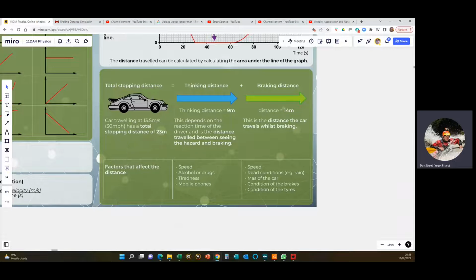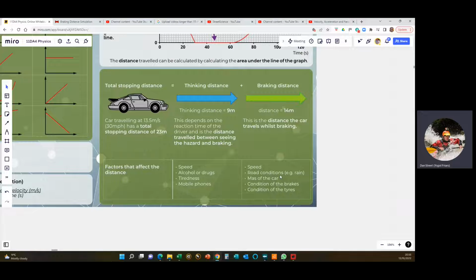So you need to state what factors affect the thinking distance and the braking distance. Okay, so the thinking distance is heavily influenced by the speed you're going at. We've already mentioned that, but also alcohol and drugs, tiredness, mobile phones. Okay, so if you're tired, your reactions are not as good as they should be, and obviously people are very distracted when they're using mobile phones. And then the braking distance is more to do with the mechanics of the vehicle or physics of the environment, really.